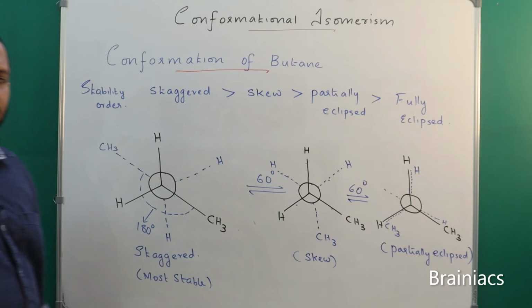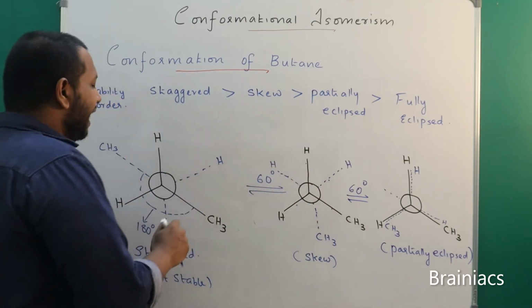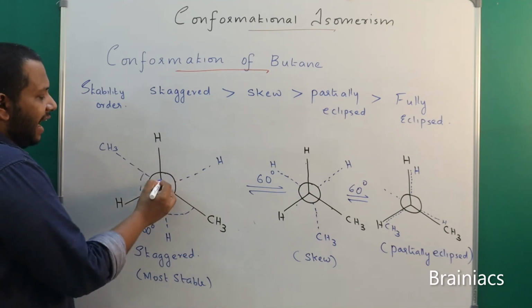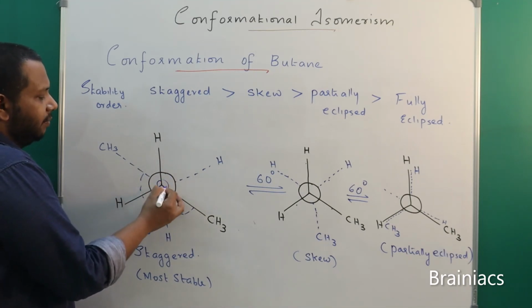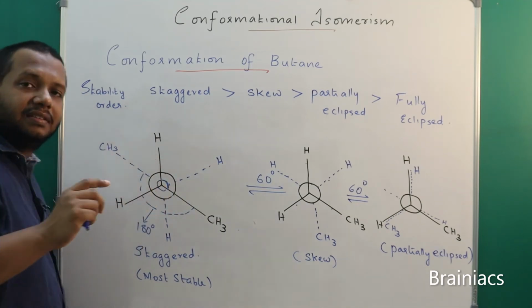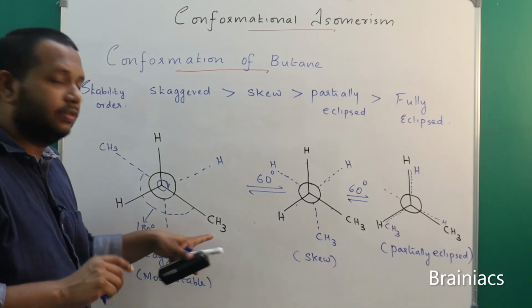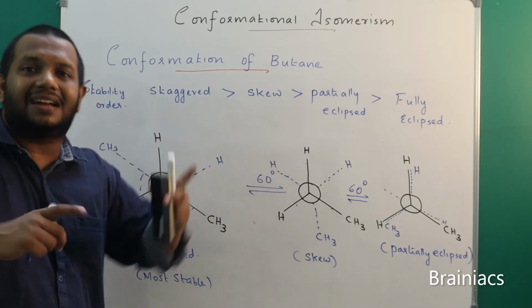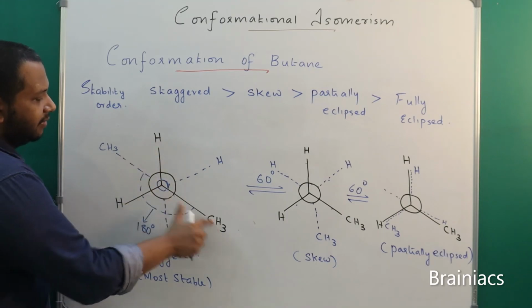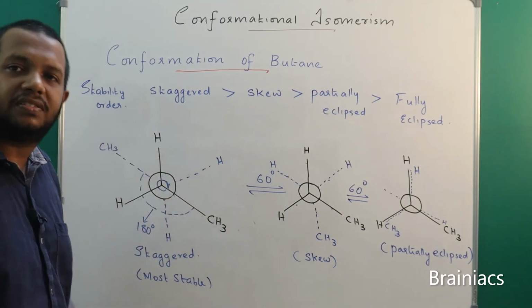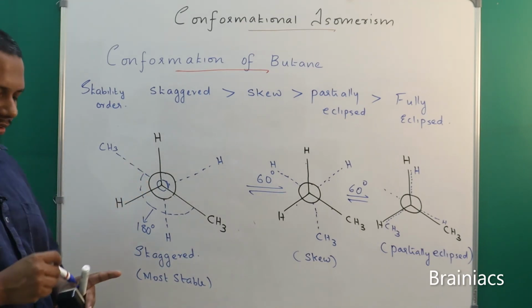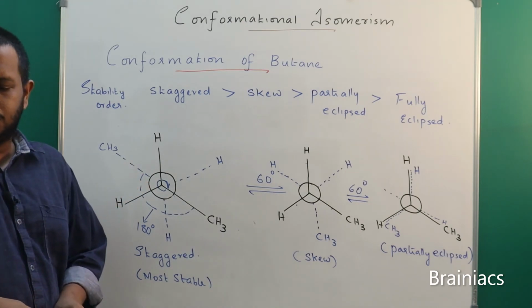And one more point you need to remember: whenever you are rotating, for example, the front carbon, the angle between these bonds always remains the same. For example, the angle between this is 120 degrees. When it is rotating, it is the relative position of this one with the backside carbon atom, that angle, called the dihedral angle, that is changing. But the angle between this hydrogen atom and CH3 is never changing. It is fixed. That was a one-time question for NEET. Okay, I hope you understood this concept. Now let's go to the next one.